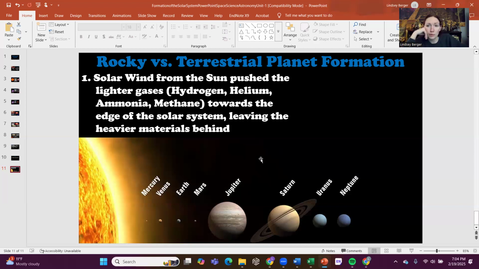If you look at a periodic table, hydrogen is element 1. It's very, very lightweight. Helium is also very lightweight. It's element 2. And then ammonia and methane, those are bigger molecules because they're not just one element, they're combinations. But either way, they're light enough. They're not as heavy as iron and carbon and silicon and all that. So they got pushed out. So that's why we see these patterns in why we have these groups of planets the way they are.